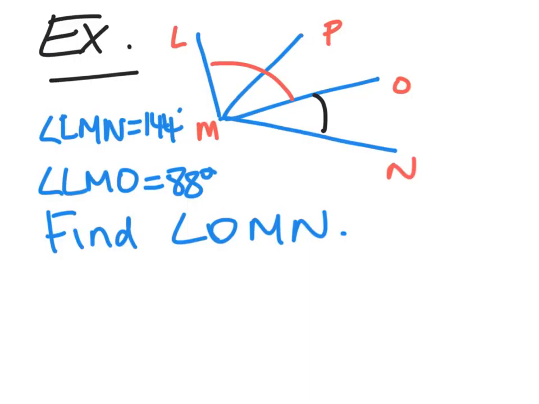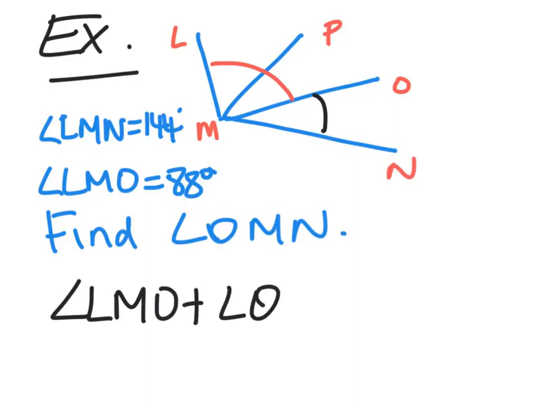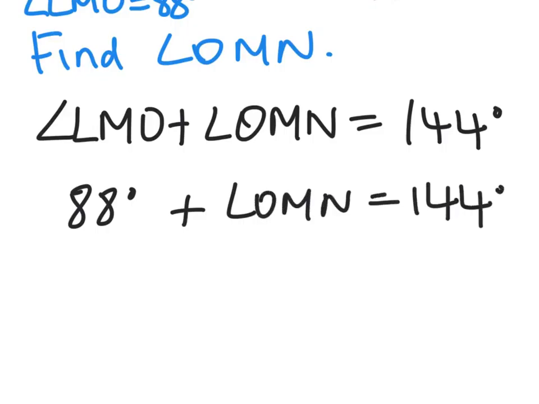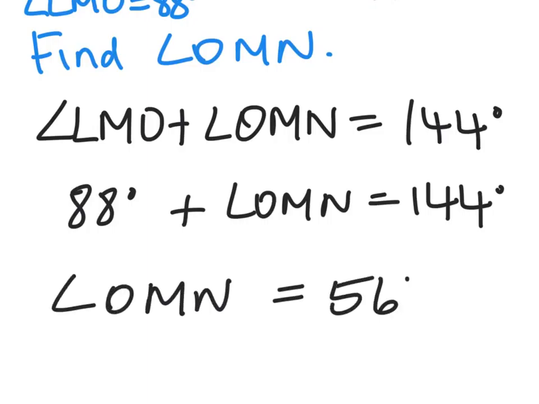Okay? So if we look at it, we do this in black, we know that the angle LMO, you can see it, plus the angle OMN, they make up the whole thing, LMN, which is 144 degrees. Now we know that LMO is 88 degrees, so that means that OMN is whatever's left. So the measure of the angle OMN is equal to 56 degrees. And it's as simple as that.